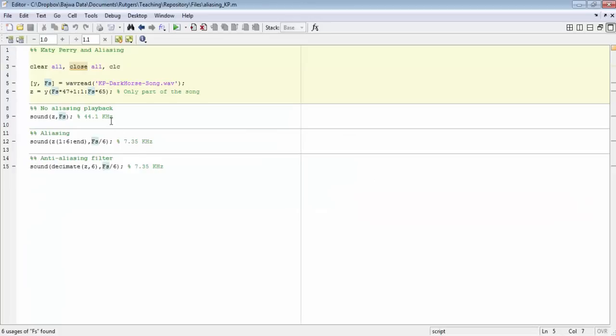So this is an example of the 3 scenarios that I talked about, where we have a song, Katy Perry's song, and so the first case is very simple. The first case is you have the song that is recorded where the sampling rate perfectly matches the maximum frequency in the signal. It's sampled at 44.1 kilohertz, and what you hear is the song that you're used to hearing.